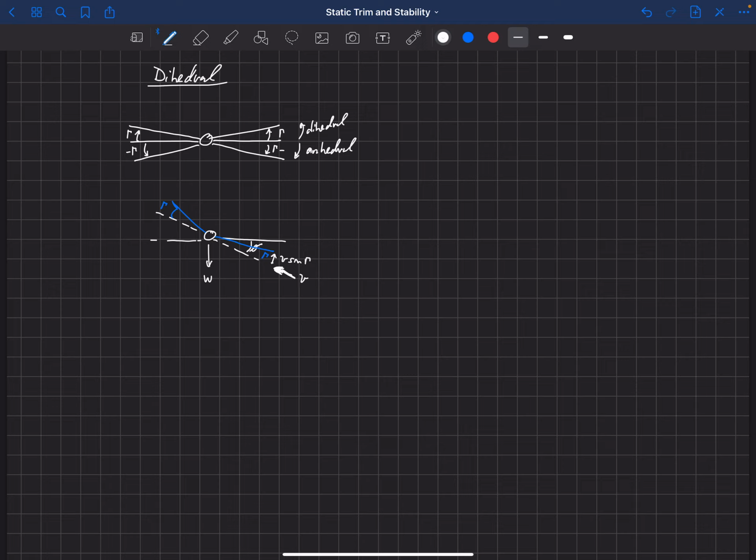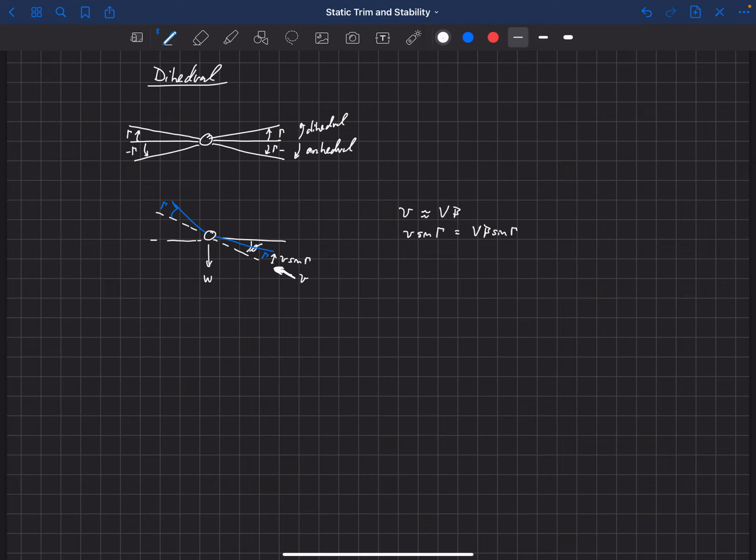So little v is related to our side slip angle beta, and through a small angle approximation, that is roughly equal to our free stream velocity, capital V, times beta, okay? That's using a small angle approximation. So that means that v times sine of gamma is equal to V times beta times sine of gamma, okay?